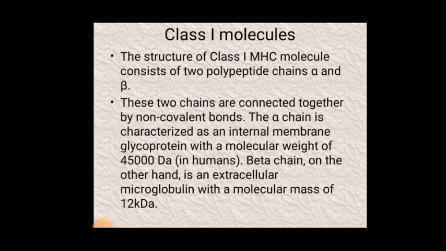The beta chain, on the other hand, is an extracellular microglobulin with a molecular mass of 12 kilodalton. This means the largest polypeptide chain present is the alpha chain. Only the alpha chain is encoded here, and the other molecule, beta microglobulin, is located on another gene locus and is only non-covalently attached to the alpha chain.